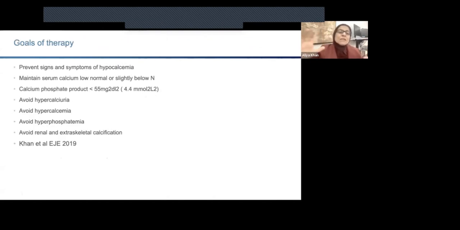So our goals of therapy are to correct the serum calcium, keep it in the low normal range, correct the phosphate, and correct the urine calcium, and avoid calcium deposits in the kidneys and in the brain, in the eye, in places that it is not supposed to be depositing.